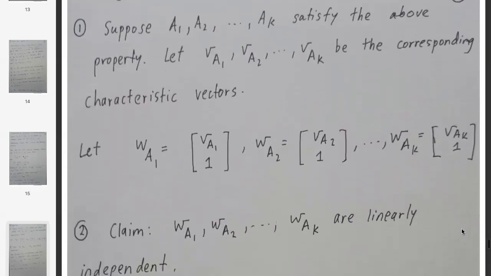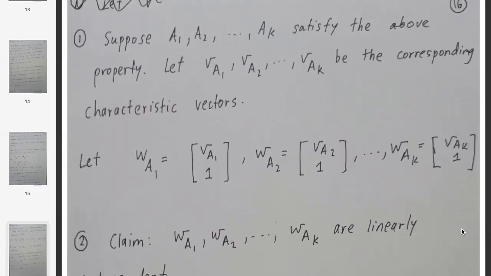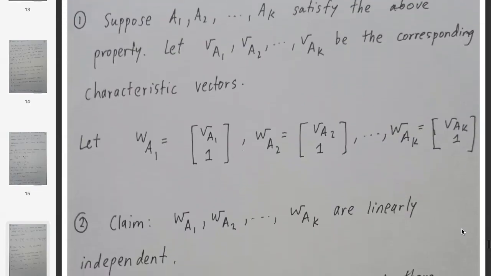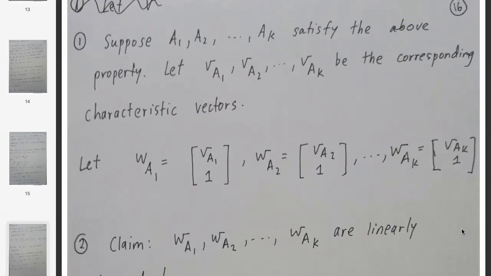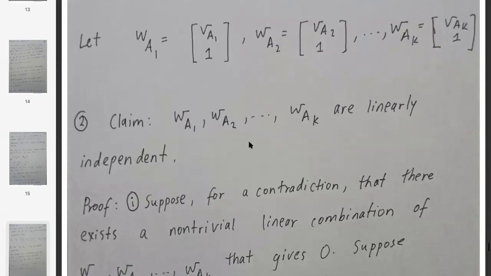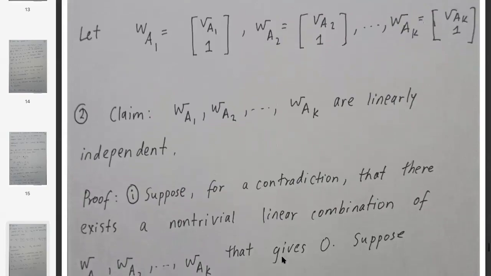And now we claim that wa1, wa2, wak are linearly independent as vectors in Rn plus 1. So we will try to mimic the proof, but here you'll realize how these last row ones help us deal with the intersections. Again, suppose a1, a2, ak satisfy the property, and suppose for a contradiction that these vectors in Rn plus 1 are linearly dependent, that is, there exists a non-trivial linear combination of wa1, wa2, wak that gives 0.